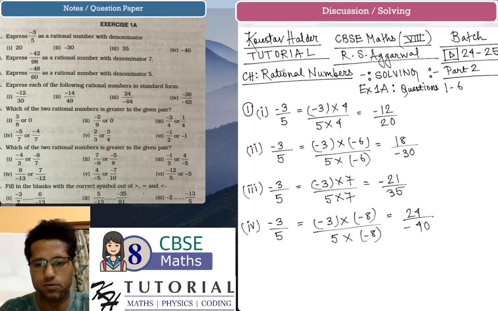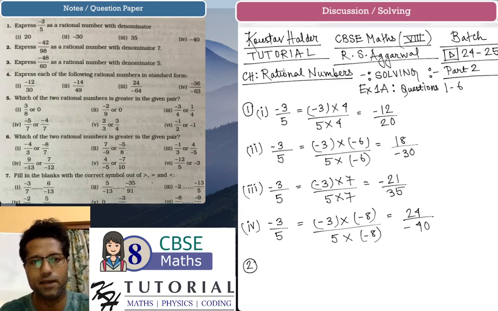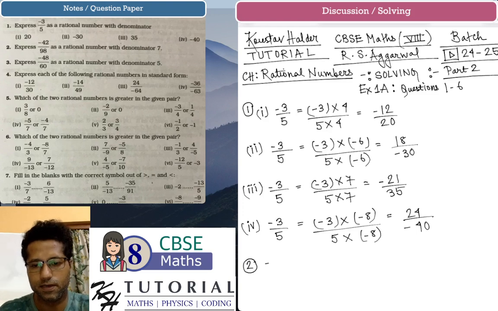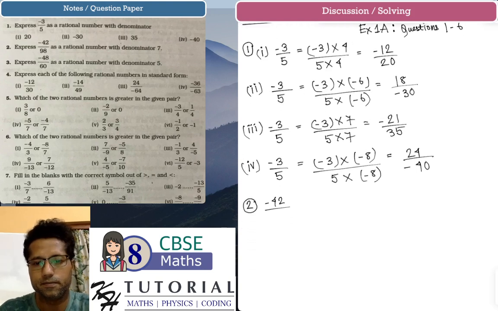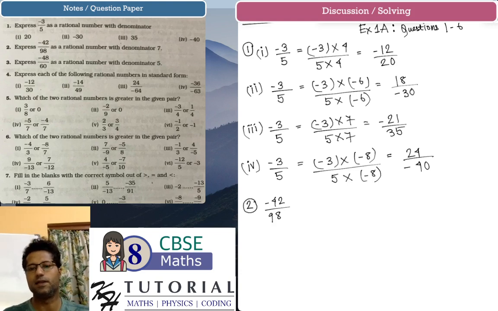Okay, let's do problem number 2. Problem number 2 says express minus 42 by 98 as a rational number with denominator 7. So we can see that the given rational number is minus 42 by 98, and we have to convert this rational number so that the denominator becomes 7. Now we have to see what number we can divide by. The denominator in the given rational number is 98.